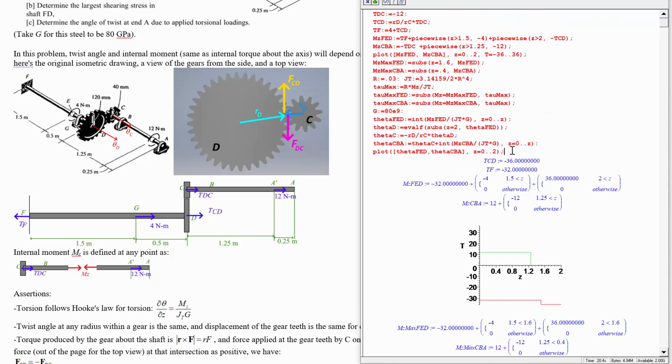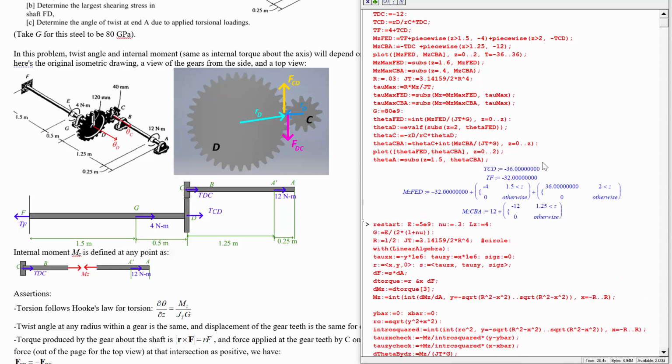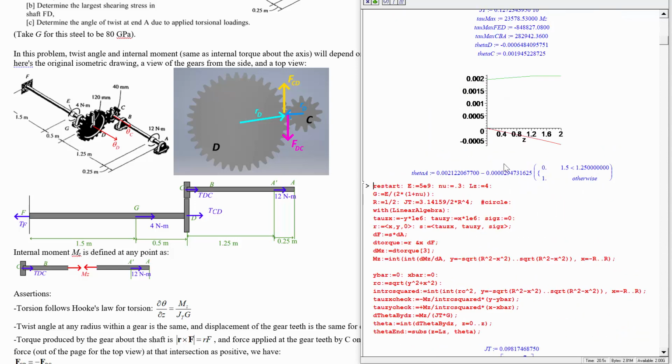So now we can figure out what the angle of twist is at A. Theta A finally is subs Z is equal to 1.5 into theta CBA. And now we figured out everything. We figured out the angle of twist.